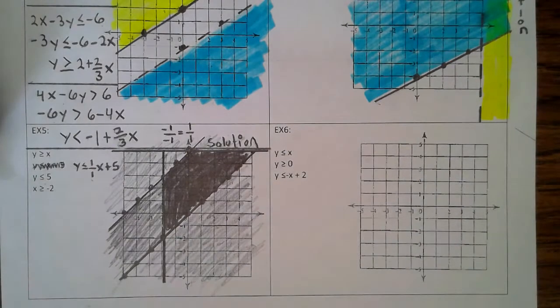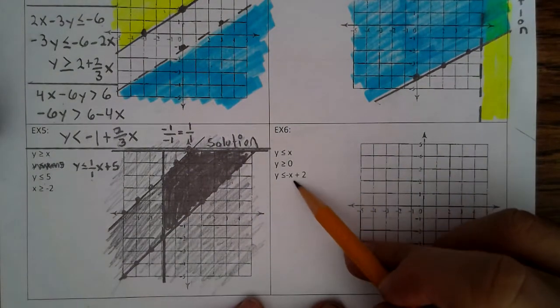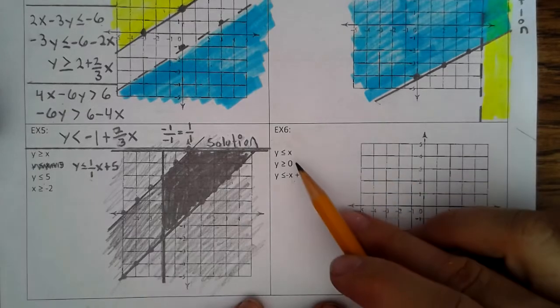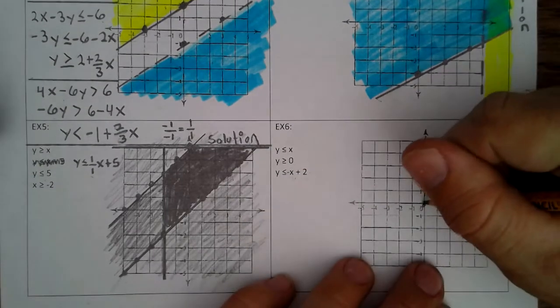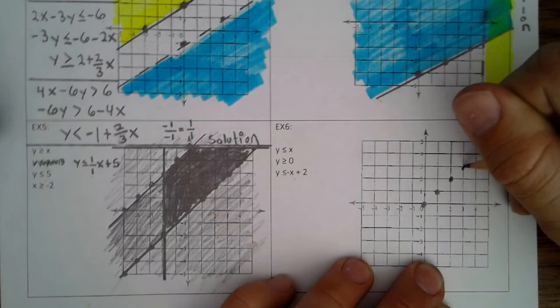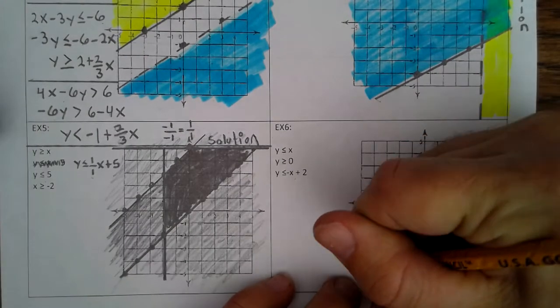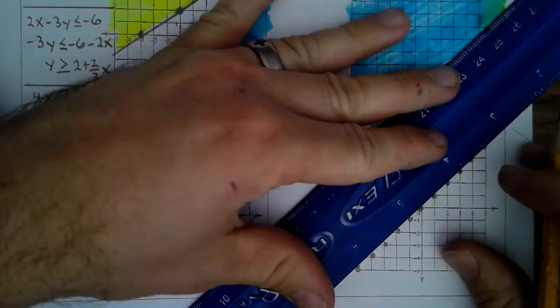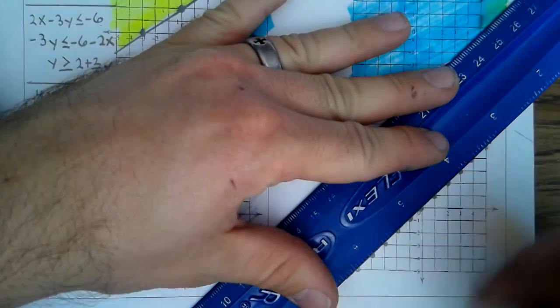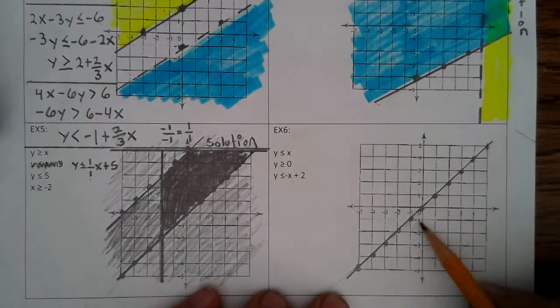All right, so again, since there's 3, we're not going to use highlighter, we'll just use pencil. So y is less than x. So that's again 0, 0, 1, 1, 2, 2, 3, 3, 4, 4, 5, 5. It's a solid line. It's less than, so we shade below.